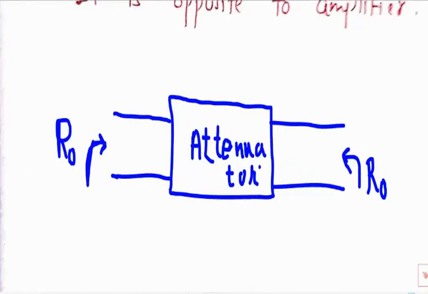So this is the concept of the attenuator: it reduces the power level of the input signal. At the output we get a signal having less power as compared to the input power.